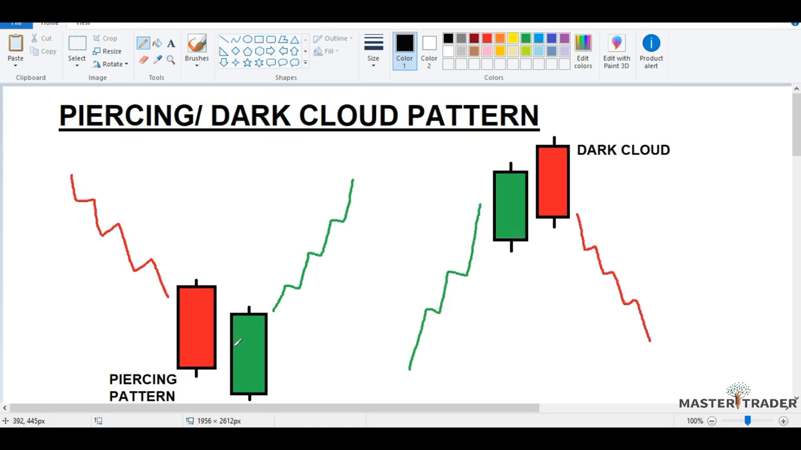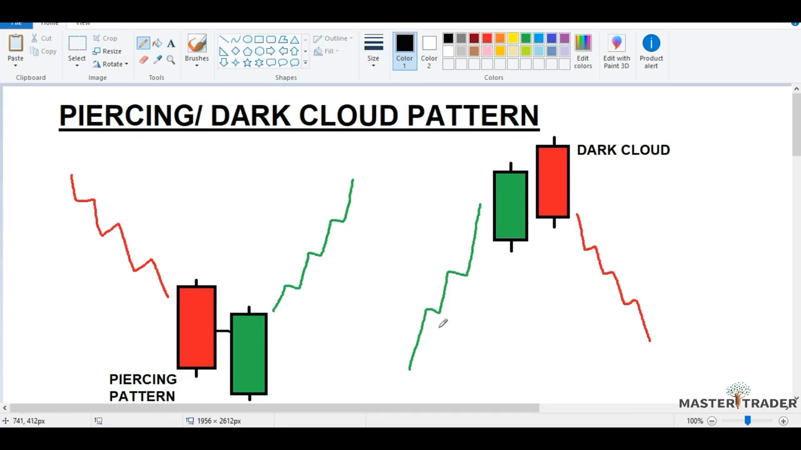And then it comes up and closes above 50% of this previous candle. So if you say 50% is here, the green candle should close above 50% of the previous day's red candle. That is known as a piercing pattern candle. These are very, very good reversal patterns, guys. They work really, really well, and the win rate is very high in these patterns. They don't occur as much, the frequency is much less, but when they do, they give fantastic reversal moves.